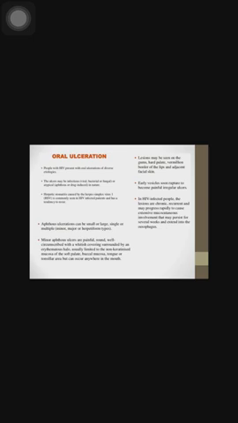Oral ulcerations. Now, people with HIV present with oral ulceration of diverse etiology. The ulcerations may be infectious in nature. Herpetic stomatitis caused by herpes simplex virus is commonly seen in HIV infected patients and has a tendency to recur. Aphthous ulceration may be small or large, single or multiple.